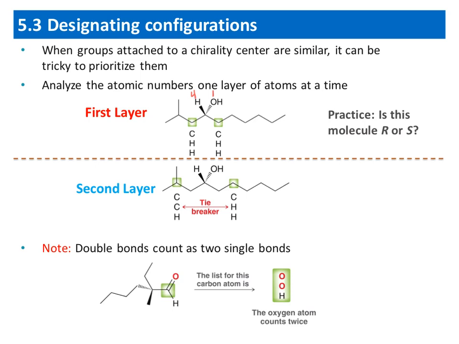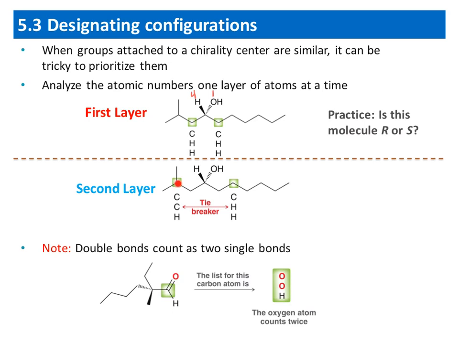If you look at this carbon, it is attached to 1 carbon and 2 hydrogens. And if you look at this carbon, it is also attached to 1 carbon and 2 hydrogens. So we have a tie here. In this situation, what we need to do, we need to move to the next layer, meaning that from here, I need to move to this carbon, and from here, I need to move to the next carbon.